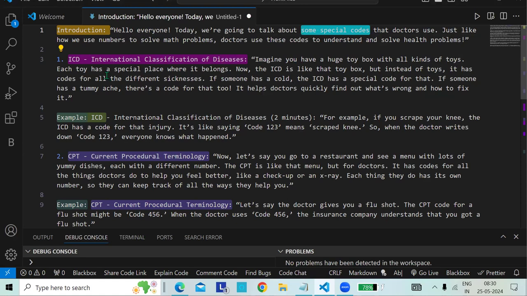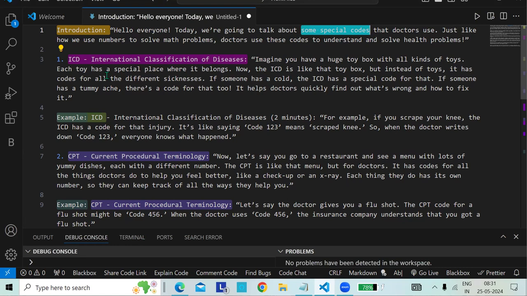So the first one, ICD. What is ICD? International Classification of Diseases. For example, imagine you have a huge toy box with all kinds of toys. Each toy has a special place where it belongs. The first toy should be placed in the first place only, the second toy in the second place only. Like that, each has a special place where it belongs.